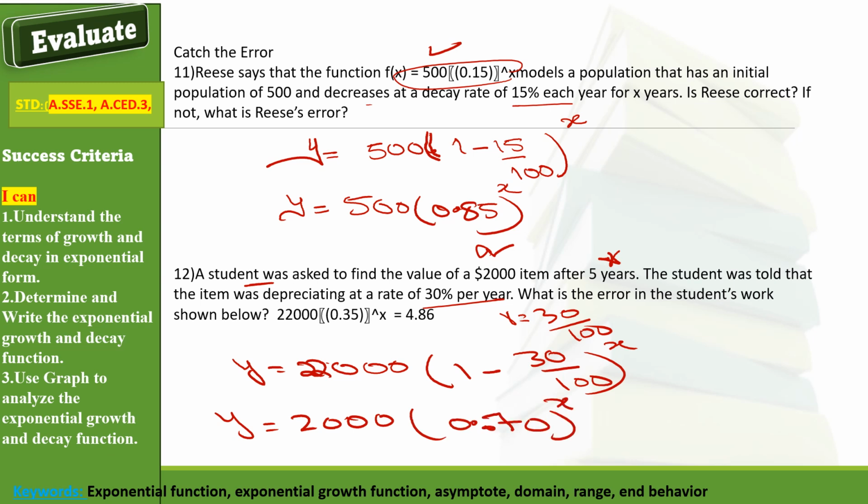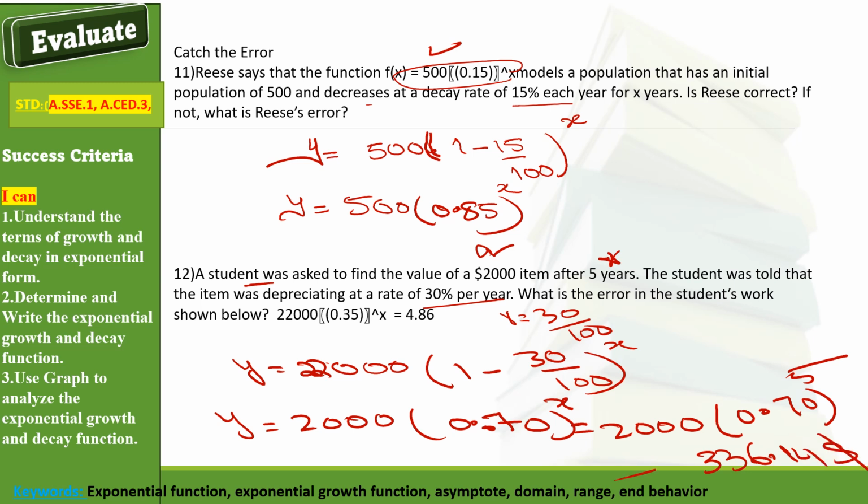And I replace the x by the number of years they are asking, which is 5 years. Let's check what would be the value of this item after 5 years of depreciation. So 2000 times 0.70 whole to the power of 5, which means 336.14. So this is our answer, and I hope that these questions are clear to you.